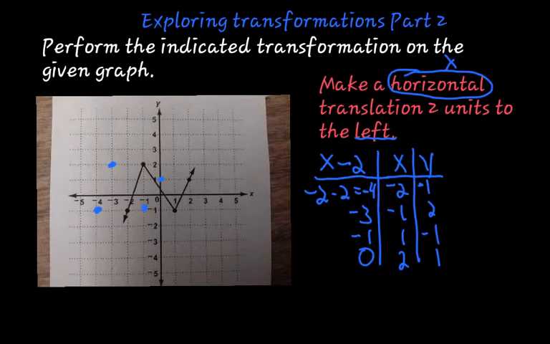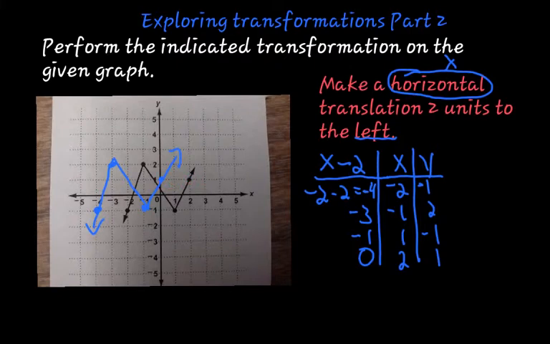And then you just plot the points. You make the same shape. You didn't change the size. You just change the position of the graph. And if you guys notice, those points move to the left 2 units. So 1, 2, 1, 2, 1, 2. So that's what happens when you make a horizontal translation.